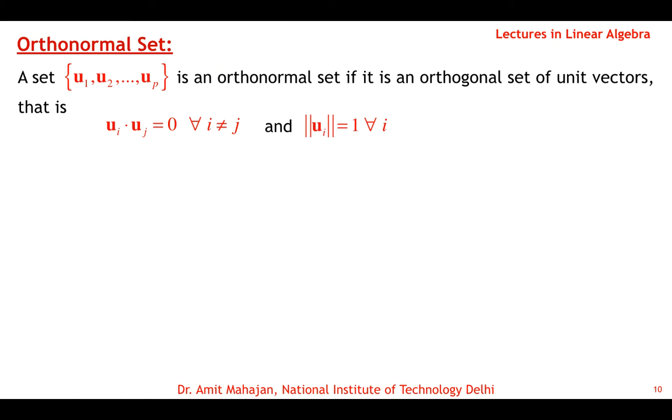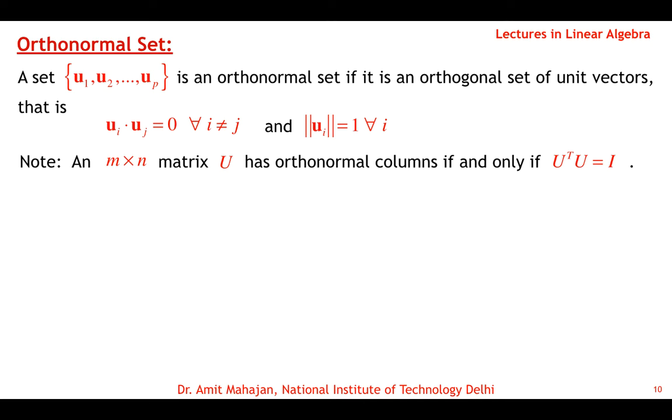Now we take another definition here, the orthonormal set. A set of vectors is an orthonormal set if it is an orthogonal set of unit vectors. So the set is orthonormal if it is first orthogonal and the vectors are unit vectors. That means each pair of distinct vectors has inner product 0, and each vector is of length 1, a unit vector. So each vector norm is 1 for every i. If these two properties are satisfied, then this set becomes an orthonormal set.